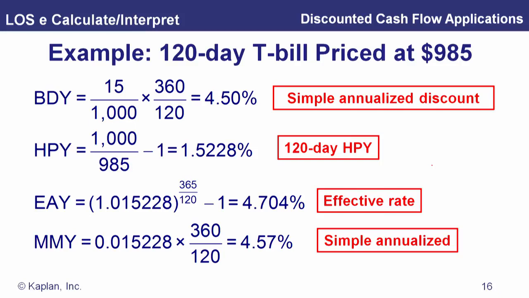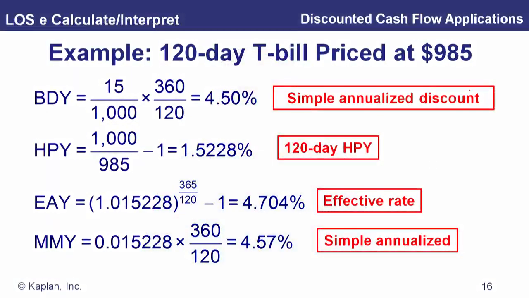We've got 120 days. That's how many days until maturity at face value. And we've got a T-bill priced at $98,500. Now, a Treasury bill doesn't pay explicit interest. A single Treasury bill has a face value of $1,000. So we're going to buy this for $985, and then 120 days from now, we're going to get paid $1,000.